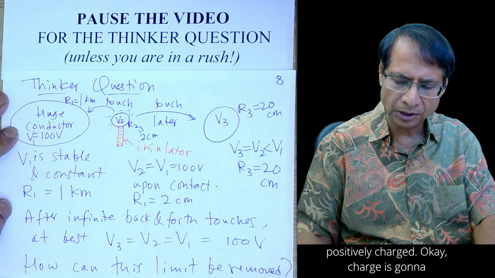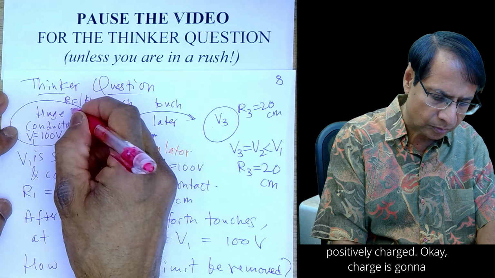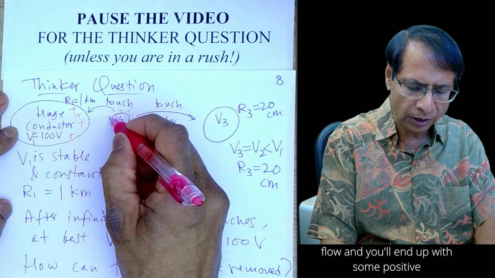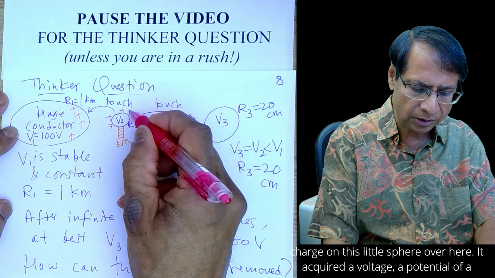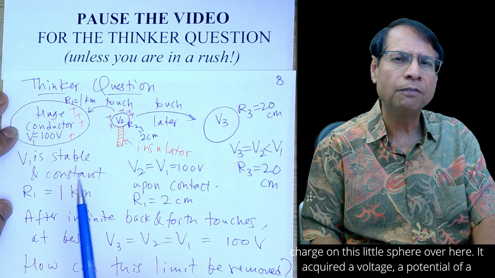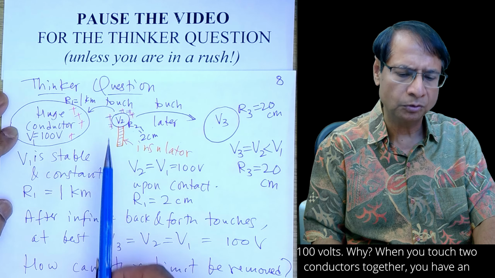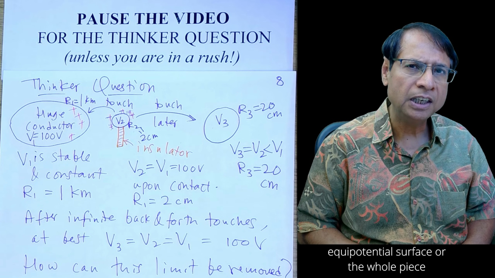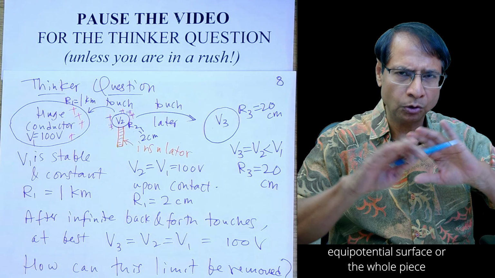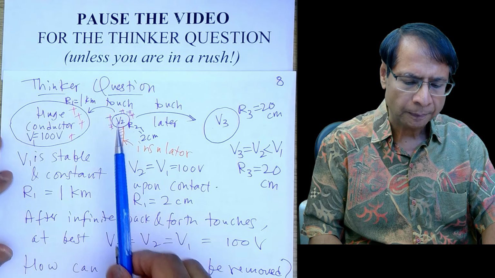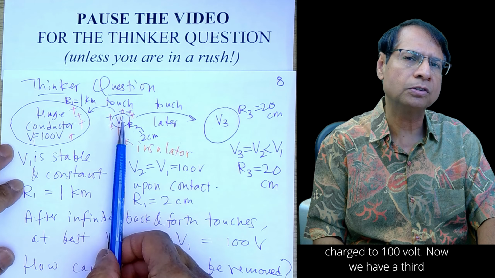So this is positively charged. Okay, charge is going to flow, and you'll end up with some positive charge on this little sphere over here. It'll acquire a voltage, a potential of 100 volts. Why? When you touch 2 conductors together, you have an equipotential surface, or the whole piece of metal has 1 potential, equipotential. So when you touch this to that, it gets charged to 100 volt.